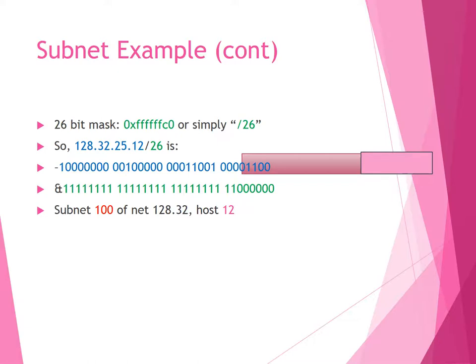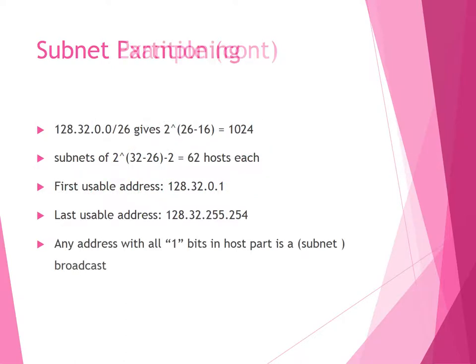So 128.32.25.12/26 is the address, and the subnet mask is all ones on subnet 100 of net 128.32.12. Subnet partitioning: 128.32.0.0/26 gives 2^(26-16), which is 1024 subnets of 2^(32-26) minus 2, which is 62 hosts each, from the first usable address 128.32.0.1 to the last usable address 128.32.255.254. Any address with all 1 bits in the host portion is a subnet broadcast.